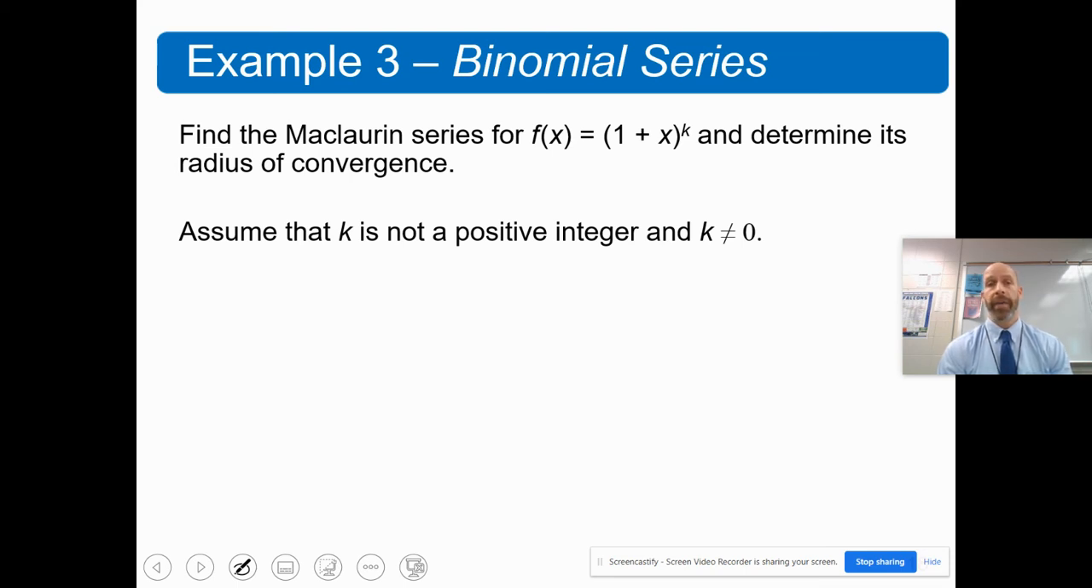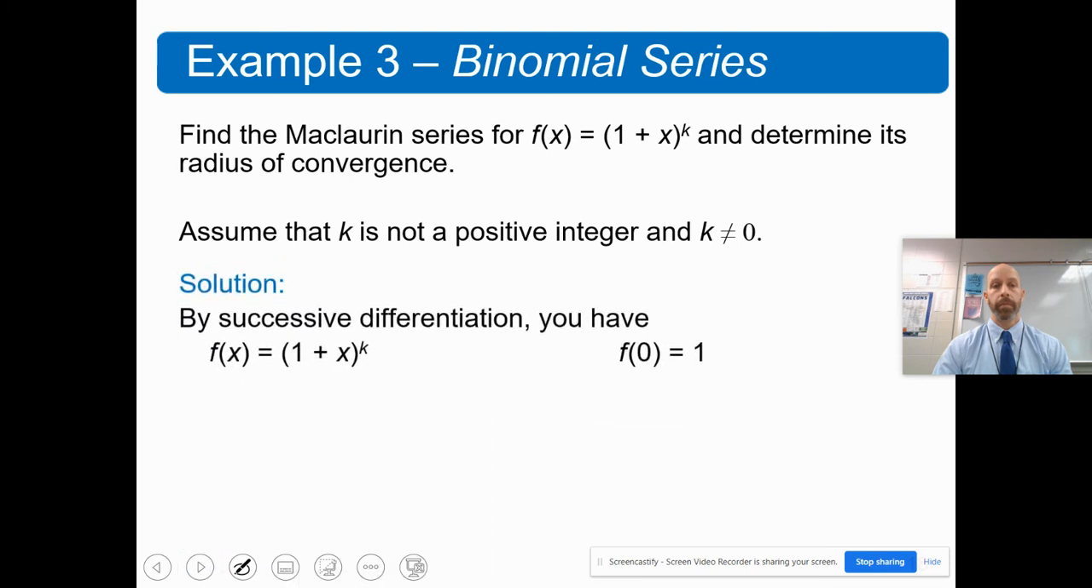We're going to just let f of x equal the quantity 1 plus x raised to the k. We're going to determine its radius of convergence. We will assume that k is not a positive integer and k is not equal to 0. By successive differentiation, you will find that, first of all, f of x equals (1 plus x) to the k. Well, f of 0 would indeed be 1, because (1 plus 0) to the k is going to be 1.